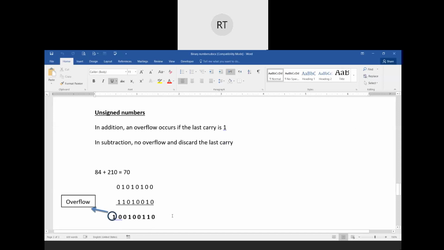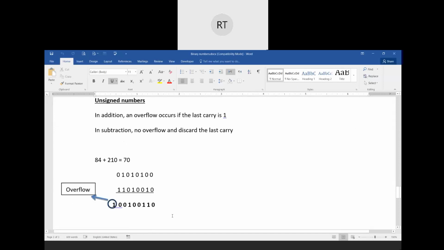You have 84 plus 210, and it's equal to 70. Notice, please. First thing, 84 is written in binary. And this is number 210. This is unsigned. So the one that you are seeing here does not designate the minus. It's a number. So I'm using the full 8 bits for it. I add them and I get here an overflow. Why? Because the number exceeded 8 bits. Here you cannot discard the carry.